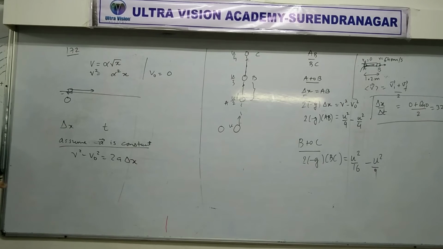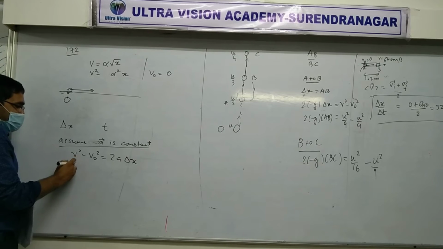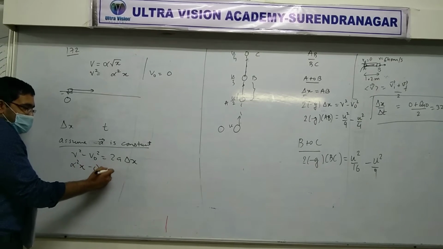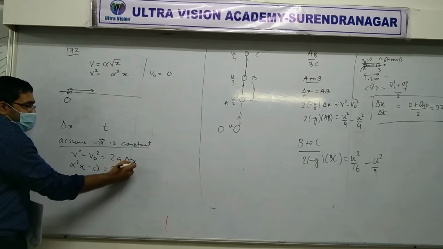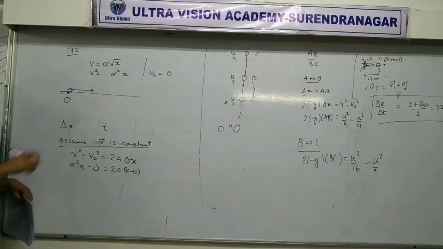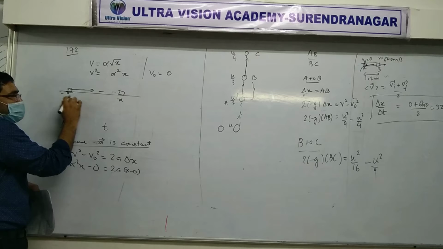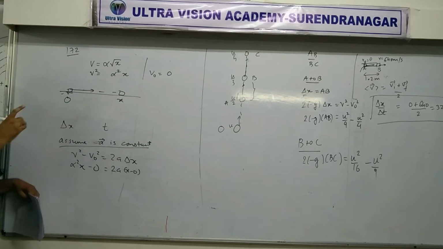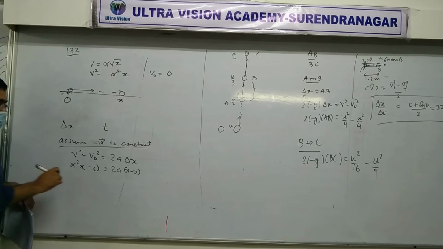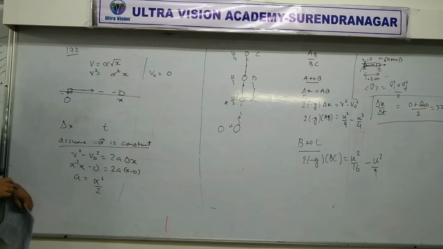Is it of this form? Yes, check that. V square, what is V square? Alpha square x. V0 is 0, and it is equal to 2 into a, and delta x is also x minus 0. Do you understand why x minus 0? Suppose it reaches here, this x coordinate x. So how much is the displacement from origin to x? X minus 0. So do you see both sides will be of the same form if a is equal to alpha square by 2? Did you get that?